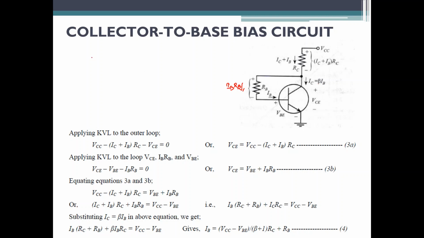There are formulas which exist in the case of my analog circuit: IC divided by IB is equal to beta, and IC divided by IC plus IB is given by alpha. There are different formulas which exist, and we will keep these for substitution purposes.